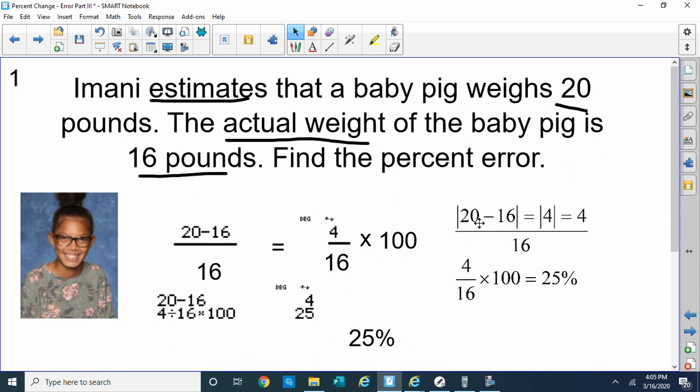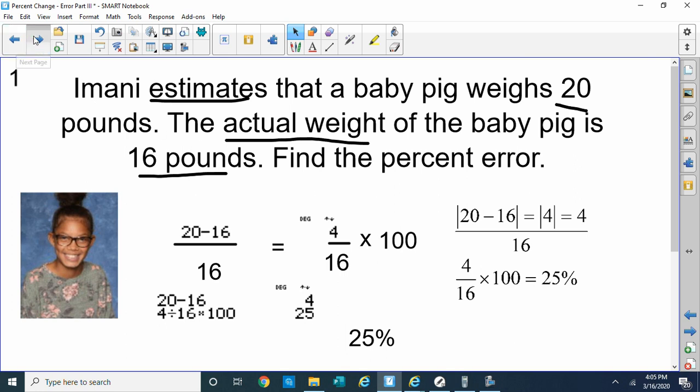So again, we take the absolute value of the estimate minus the actual. We're going to divide that by the actual, and we'll have the absolute value of 4, which is always positive, and that gives us 4 over 16, 4/16 times the 100, and that'll give us 25%.